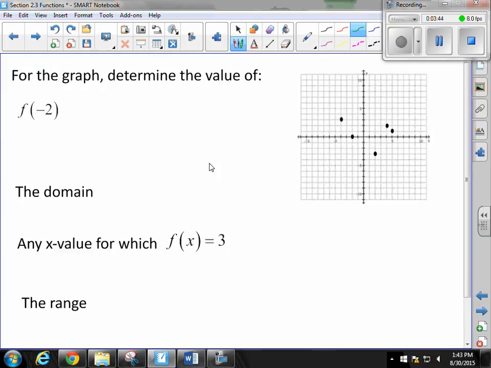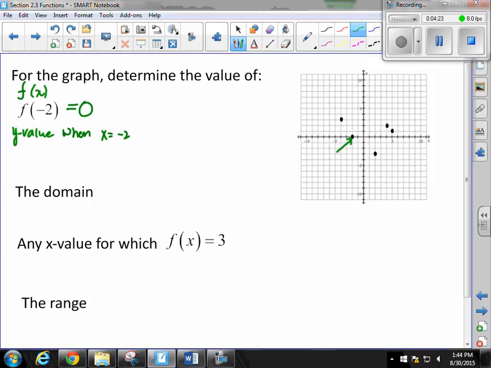On this graph, we're asked to determine 4 items here. The first one being f of -2. So what this is asking for is, what is the y value when x equals -2. So that's using our function notation, right? F of x. So where is x equal to -2? There's my point right there where x equals -2. And my y value happens to be 0. So f of -2 equals 0.